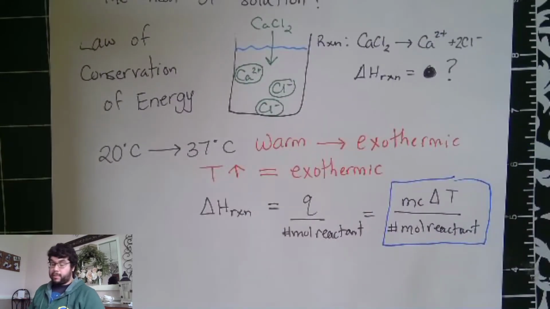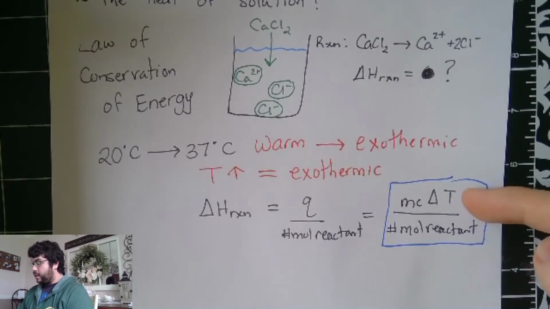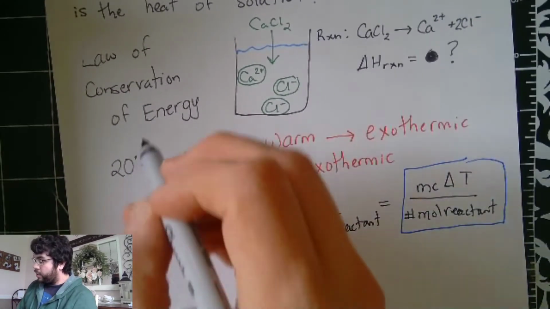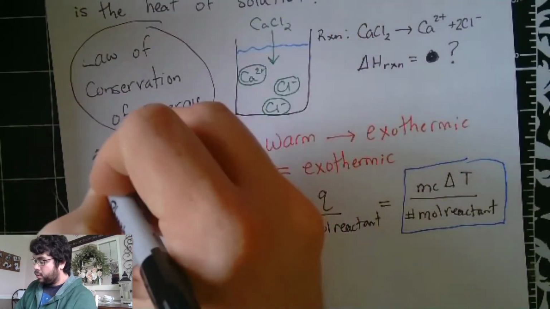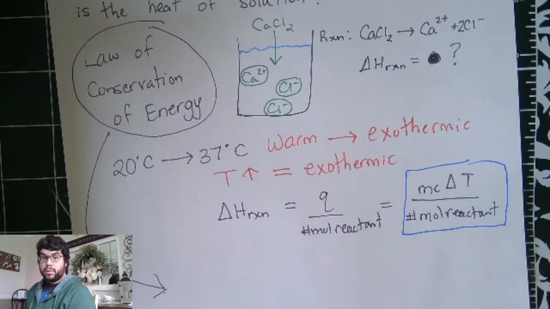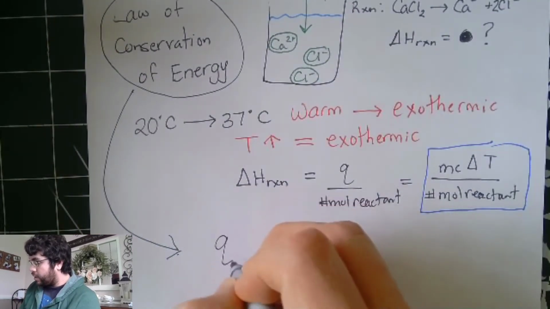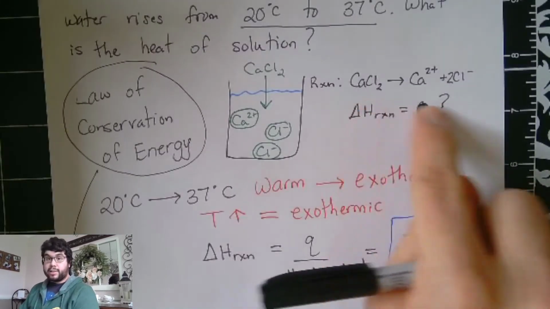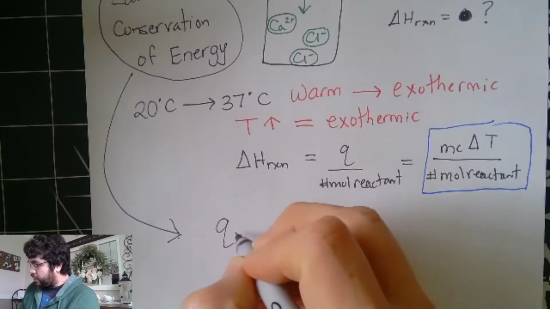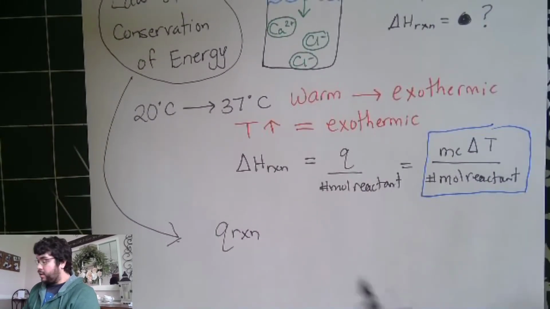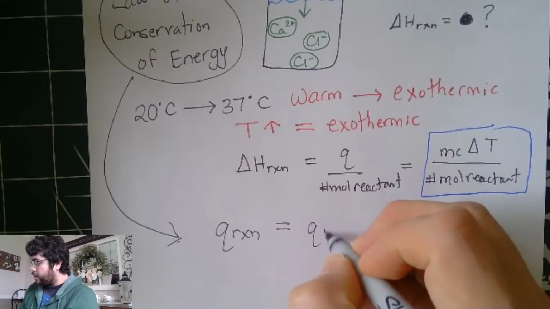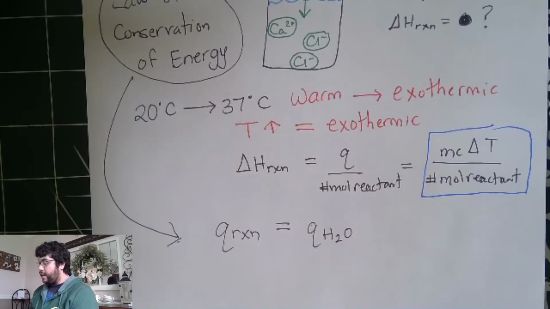Then MC delta T comes back. Now, how can we find MC delta T? That's not too bad because remember the law of conservation of energy. So I'm going to say this. I'm going to say that the Q of the reaction, this process right here, the amount of heat in the reaction that is happening is going to be equal to the amount of heat that the water is gaining.